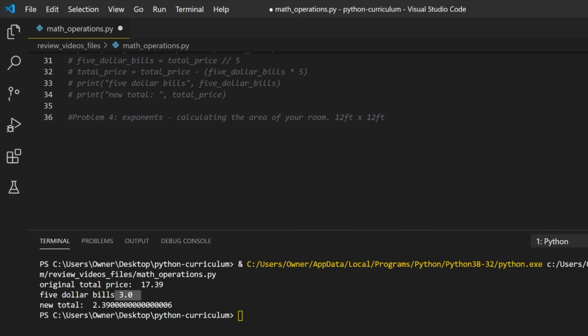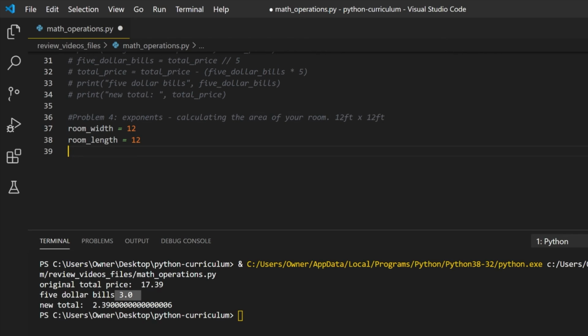Okay, so exponent, let's say we want to calculate the area of our room. Our room is 12 feet by 12 feet. So we have a room width of 12 feet, and then we have a room length of 12 feet. So this would just be 12 feet times 12 feet, or 12 feet squared.